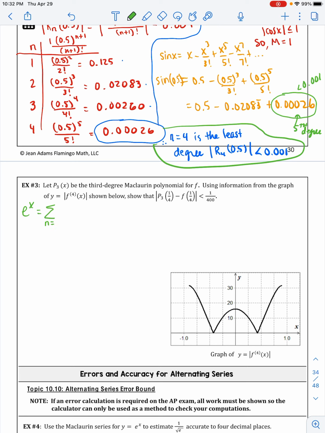So, if you remember what your e to the x is equivalent to, you could quickly figure out that every time you take a derivative, you stay with e to the x. But your Taylor polynomial as a summation is x to the n over n factorial, that summation from n equals 0 to infinity.